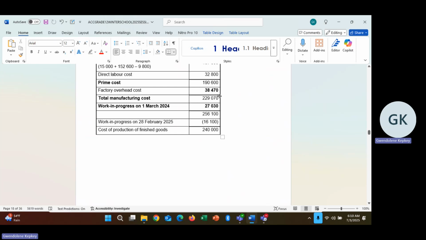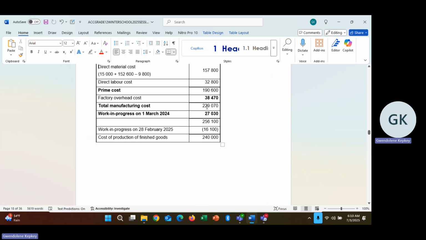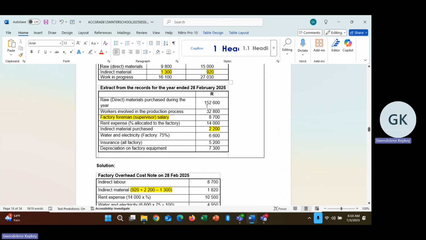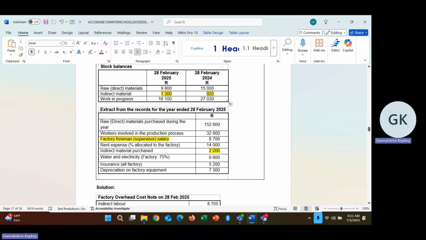My total manufacturing cost will now have an amount added to it, which is my work in progress in the beginning. They filled it out for you, ma'am is just showing you where we're getting that from. That is the work in progress at the beginning. They've also given us our work in progress at the end, so that figure I will also use in my statement.